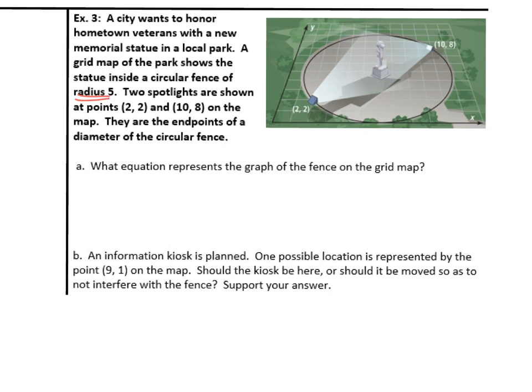Two spotlights are shown at points (2, 2) and (10, 8) on the map. They are the endpoints of the diameter of the circular fence. What equation represents the graph of the fence on the grid map? If we want an equation and it says that the fence is the shape of a circle, we're going to write the equation of a circle.